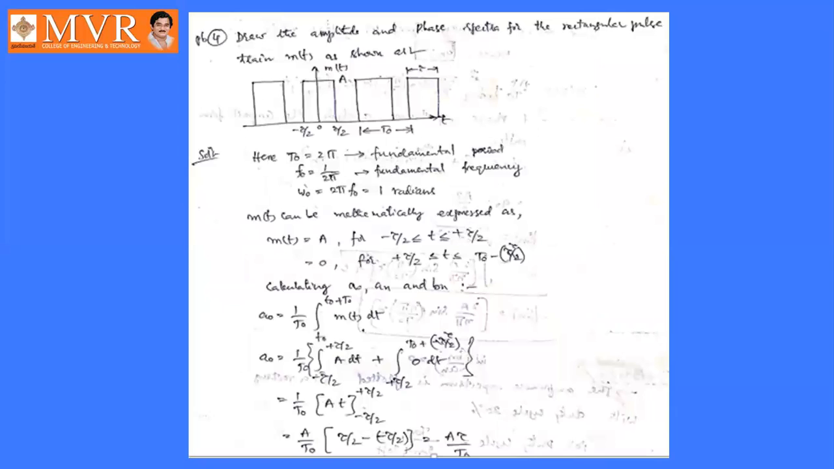Right. Next, coming to the next problem. Here we are taking different problems, one problem for one model. So different problems, have a glance and observe carefully. Draw the amplitude and phase spectrum for the rectangular pulse train m of t, which is as shown like this. This is the rectangular pulse train.